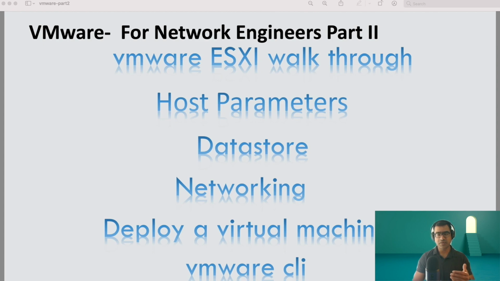And then we will take one step further and try to see how to work with datastore, understand VMware networking, what networking options are available there, like virtual switches, VNIC, VMkernel, and all those things. Then we will try to deploy a virtual machine, and finally I will show you how to work with the VMware CLI. In case you do not have access to the ESXi UI for some reason, you can still attach to the shell and pretty much do everything you can do from the UI, right? So let's go ahead and start the video.